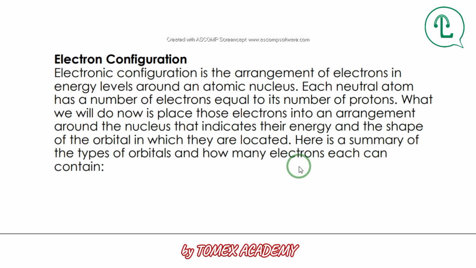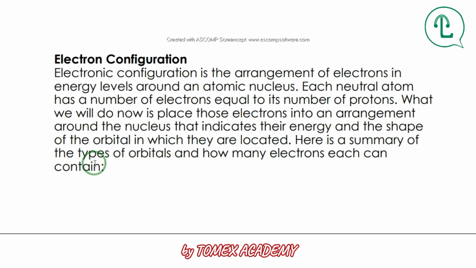Electron configuration. Electronic configuration is the arrangement of electrons in energy levels around an atomic nucleus. Each neutral atom has a number of electrons equal to its number of protons. What we do now is place those electrons into an arrangement around the nucleus that indicates their energy and the shape of the orbital in which they are located.